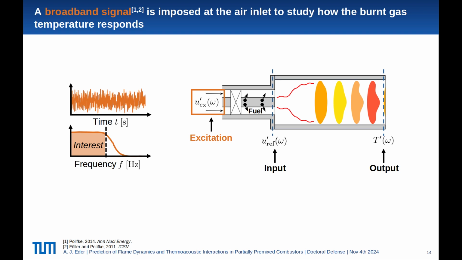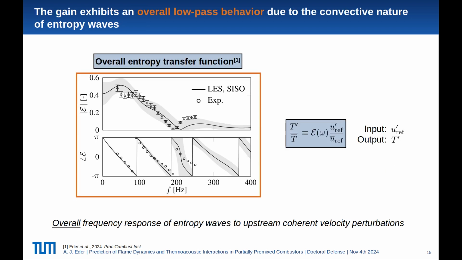And what we then do, as in the experiment, as I said, we excite the air mass flow and then we monitor the velocity perturbations at the burner outlet. This is our input signal, and the temperature fluctuations at the position of the experiment, which is 28 centimeters downstream of the burner outlet, is then our output signal. And with that, we can construct this entropy transfer function by using system identification, and the result is shown on the left.